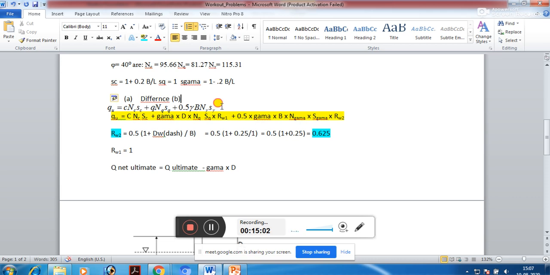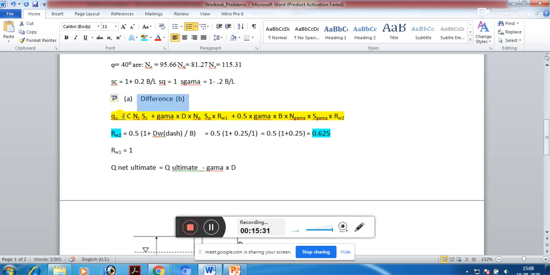There is an effect of the water table, and now you tell me what this effect will change in the ultimate bearing capacity. What will be changed for this bearing capacity with this effect of the water table? See, it will get reduced. See this ultimate bearing capacity equation. So you see the difference between A and B.